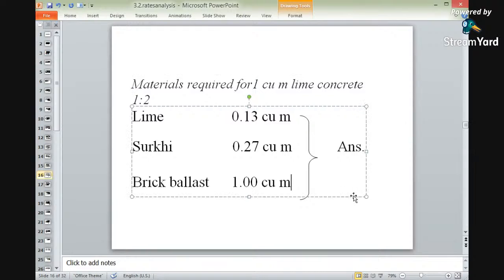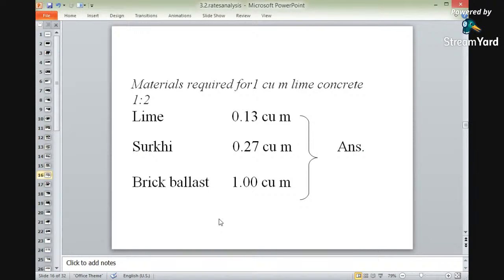So for maintaining 1:2 ratios, lime required in this case is 0.13 cubic meters, surki required is 0.27, and we are adding extra as the brick ballast. In order to have proper binding between these, because surki is in a powder state and lime is also in powder state, we are using a little bit of brick ballast, 1 cubic meter.